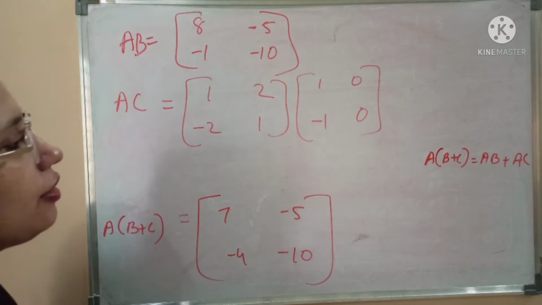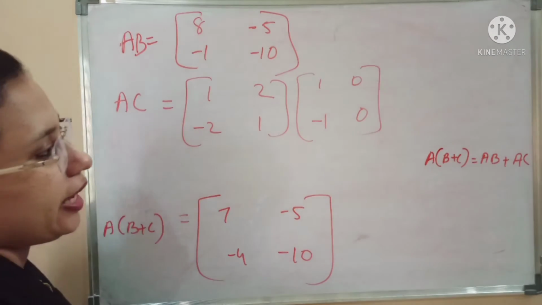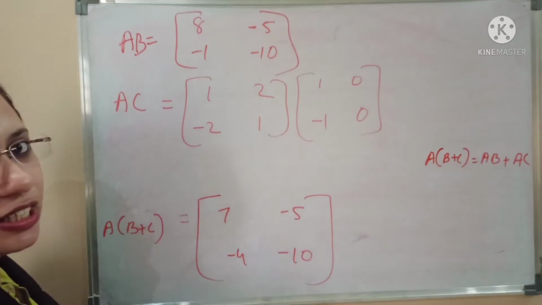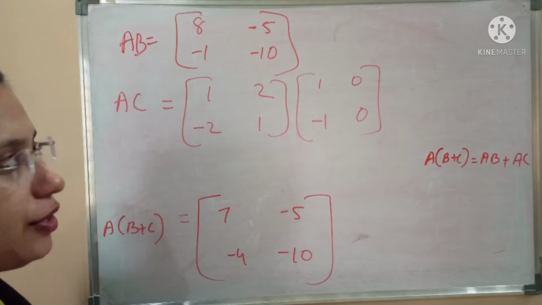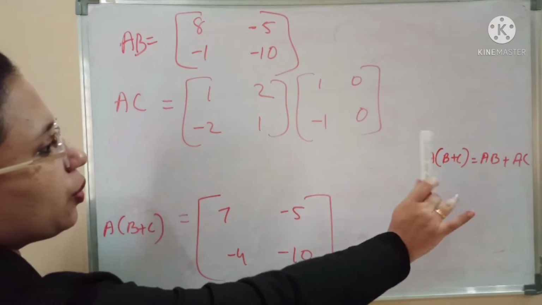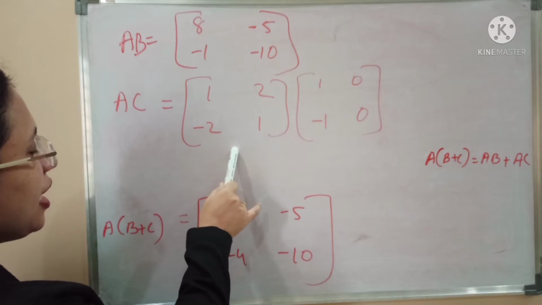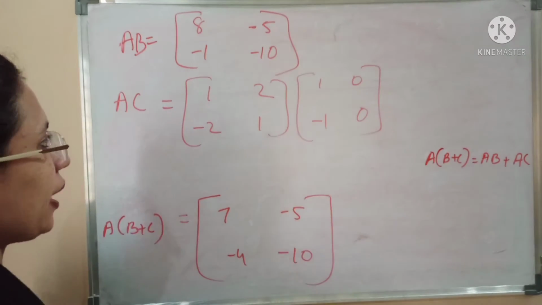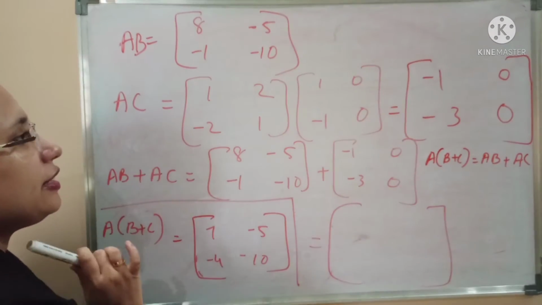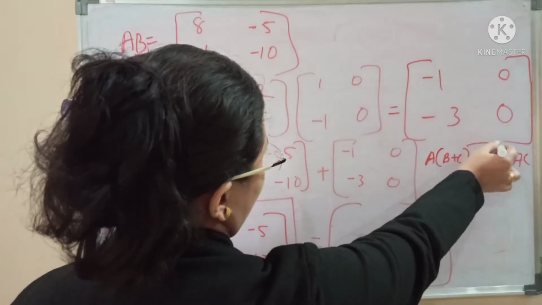Okay, next our RHS part is AB plus AC. Okay, so AB we already found out. For the first condition we found out the AB matrix, right? So that answer is 8, minus 5, minus 1, minus 10. Now we need to find out AC. AC is matrix A into matrix C. Okay, so let's multiply these two matrices. So when we multiply A with matrix C, we will get answer as minus 1, 0, minus 3, 0.